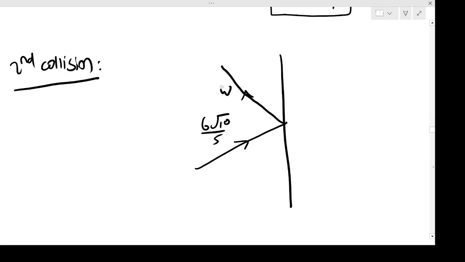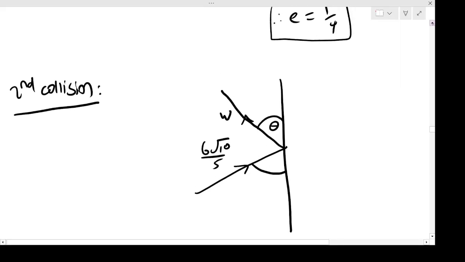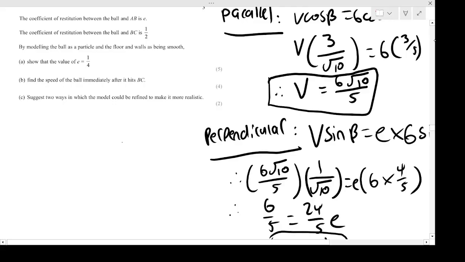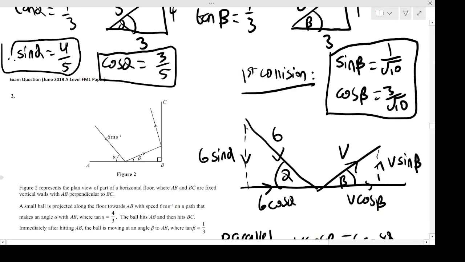So the angles, well, this angle I'm going to call theta. Now this angle here, if we look at the diagram, it's going to be this angle here. So clearly you can see that's going to be 90 take away beta, right? So there we are.